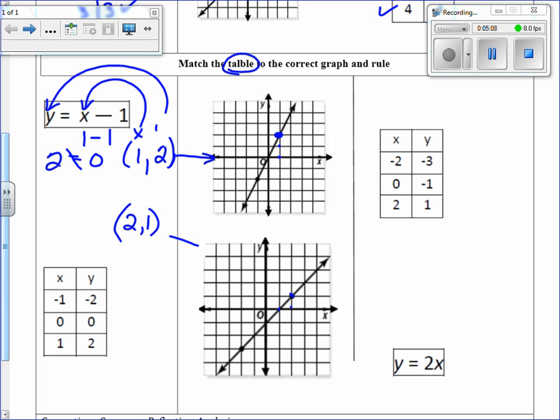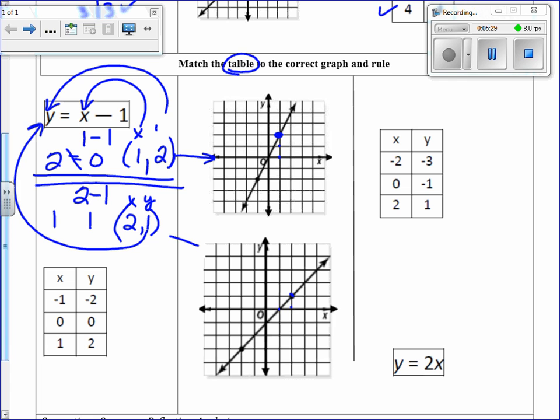So now what I'm going to do is substitute that 2 in for x. All right? So I'm going to say 2 minus 1, that's my x value, that's my y value. 2 minus 1 is 1, and y, you can see, has to equal 1. So 1 equals 1, so that point works.